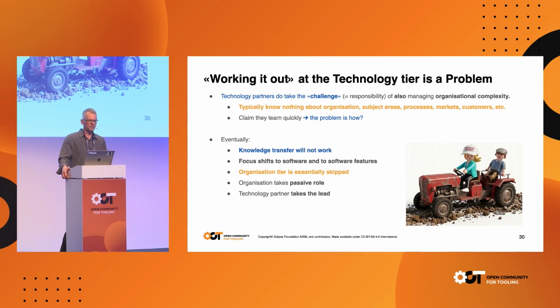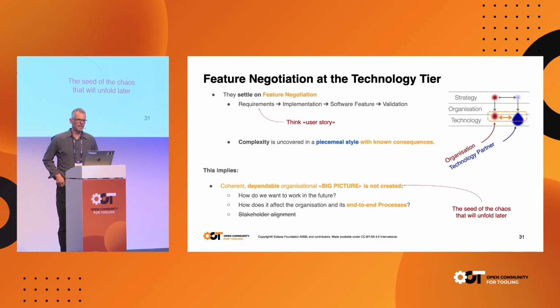So the focus necessarily shifts to software and software features, because that's where the technology partner is really apt at. The organization tier is essentially skipped, work is not done there, and the organization drives the passive role and is driven around by the technology partner. The only way out they have is they settle on something I call feature negotiation.